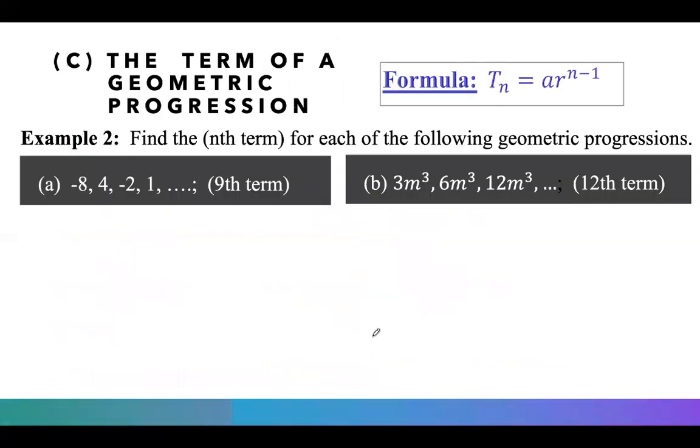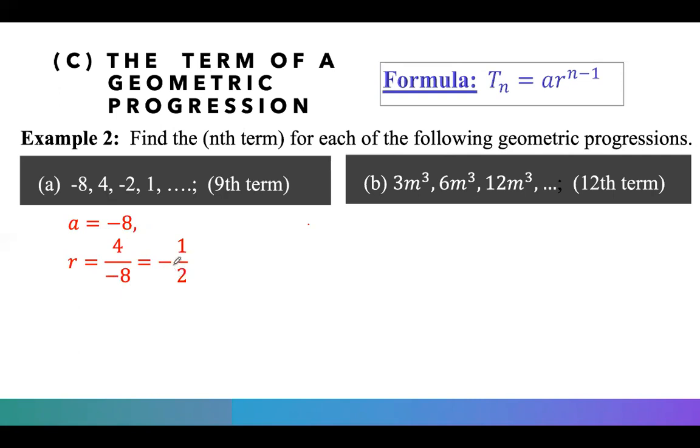Okay, let's see example 2, the nth term of a geometric progression. Example 2, find the ninth term of each of the following geometric progressions. So I want to find T9 here. The first thing, like AP, arithmetic progression, where you need to find the first term and the common difference, but here it is the common ratio. So the first term is -8. So write down A equals -8. Then R is 4 divided by -8.